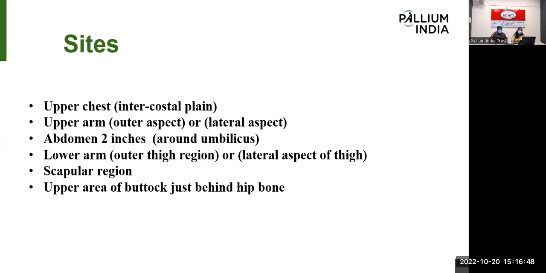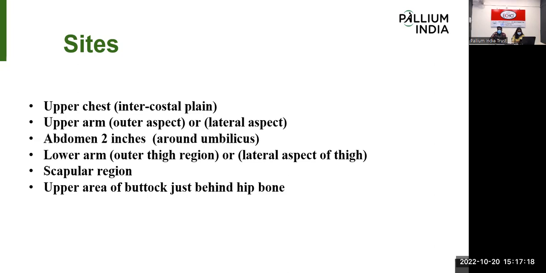First one, upper chest area or intercostal plane. Upper chest means we need to be very careful if we are giving the injection in the upper chest, mainly in a female patient. Don't involve the breast tissues because it will cause damage to the breast tissues. So be very careful while choosing the upper chest for a subcutaneous injection in a female patient.